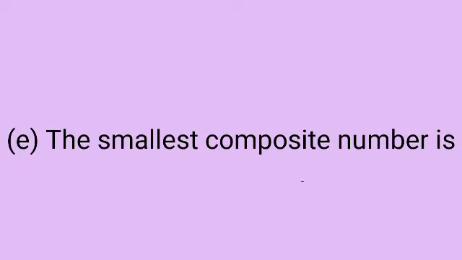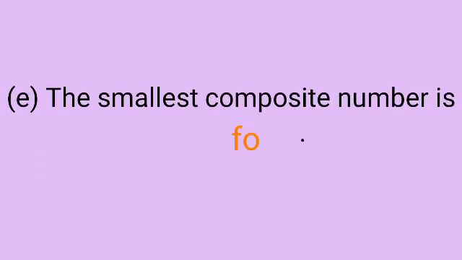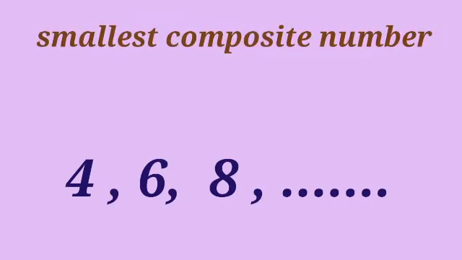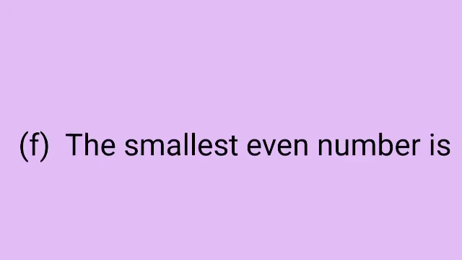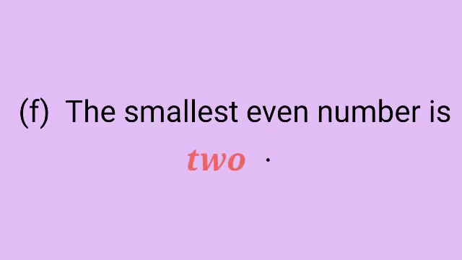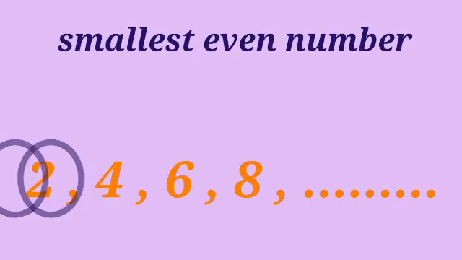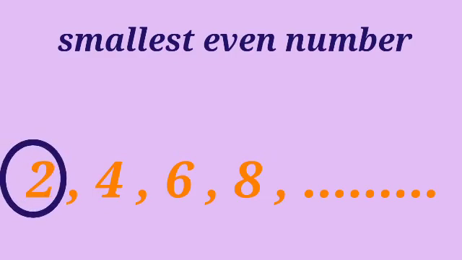E question is, the smallest composite number. Composite numbers start from 4, 6, 8, like this. So the smallest composite number is 4. F question is, the smallest even number is dash. Even numbers are 2, 4, 6, 8, and so on. So which is the smallest even number? 2 is the smallest even number.